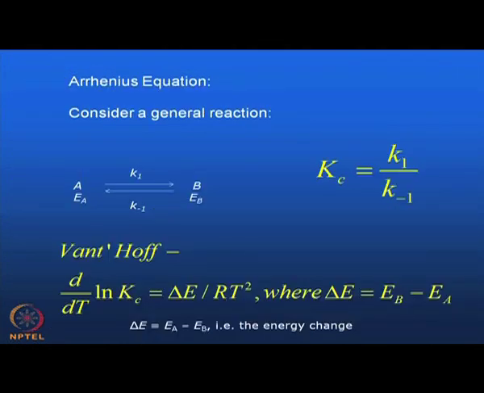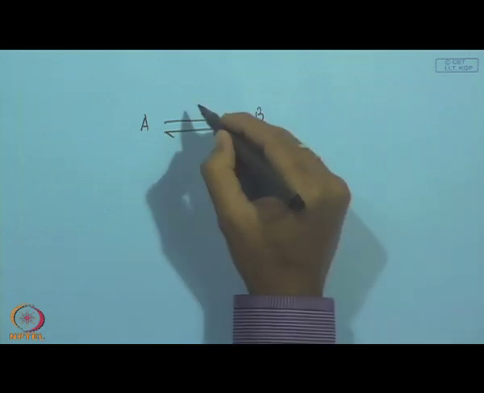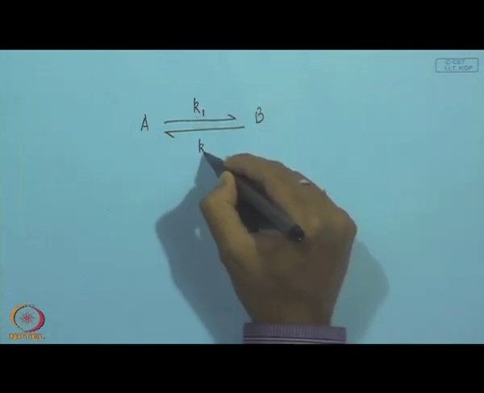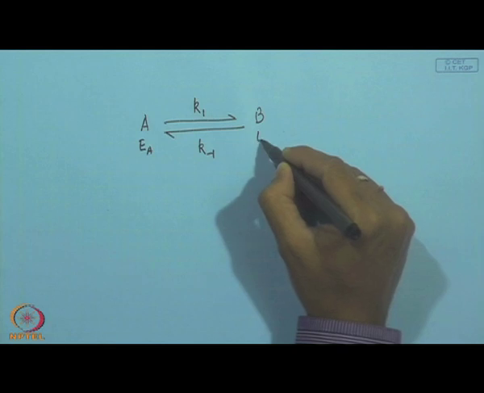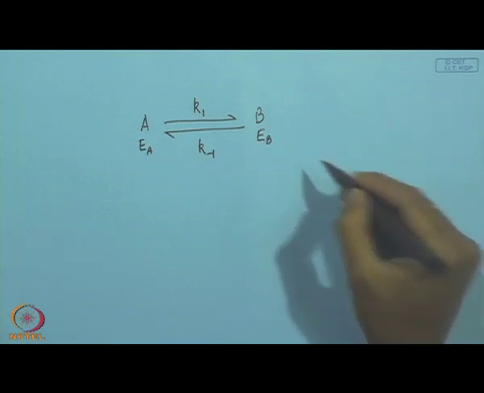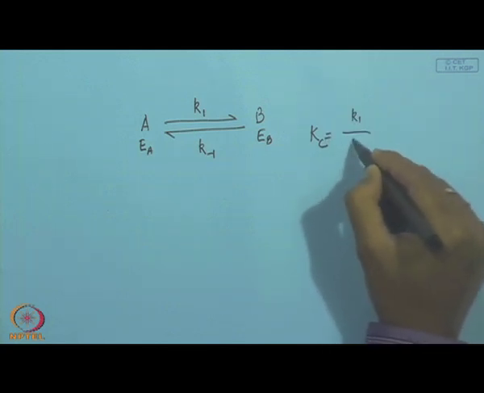Now consider the Arrhenius equation for a general reaction in which A is converted to B, say energy of A is EA and energy of B is EB. So like this, A to B, the forward rate constant is k1 and the reverse is k minus 1, with energies EA and EB. The concentration equilibrium constant is k1 by k minus 1.